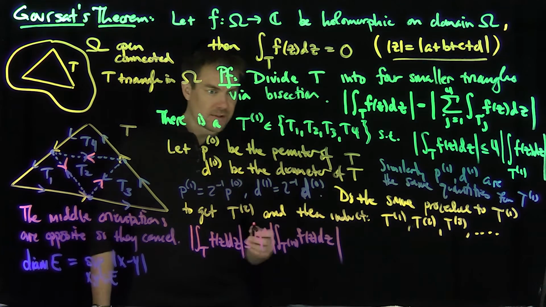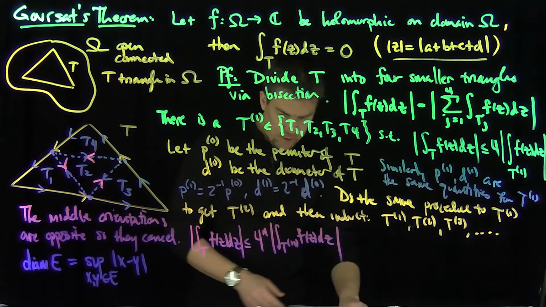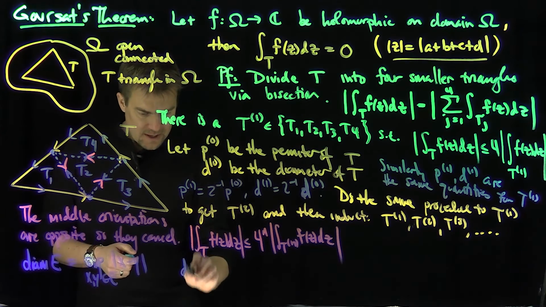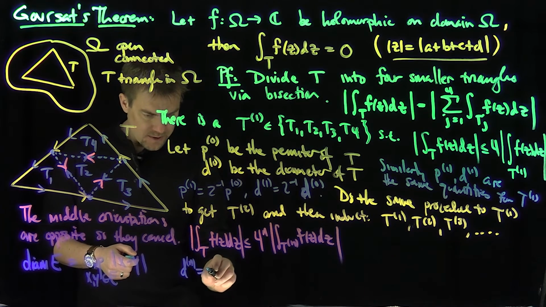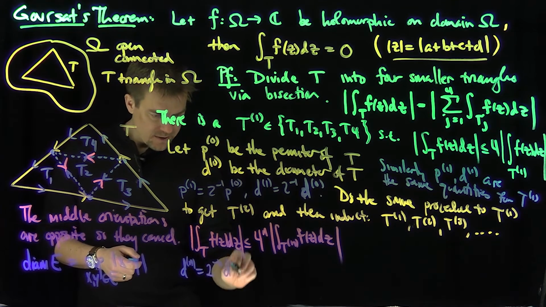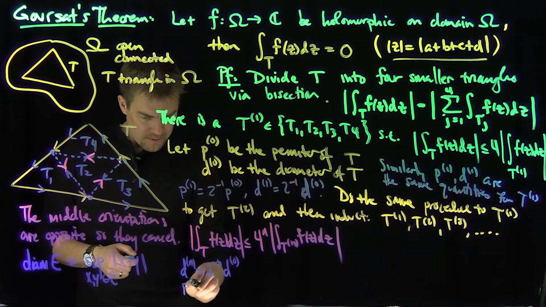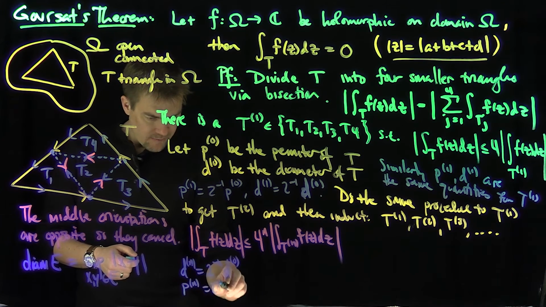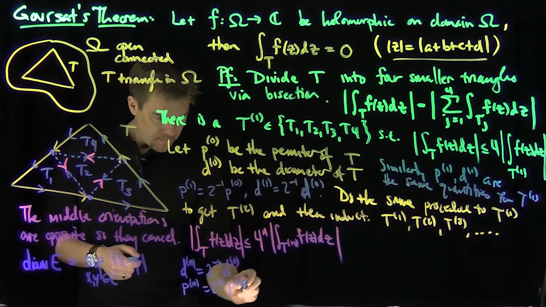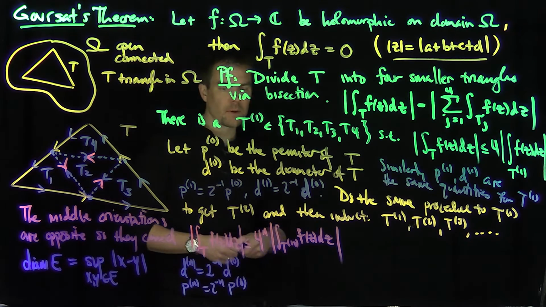And then what relationship do we have for these diameters over here? The diameter relations would be the following. We'll have that dn is 2 to the negative n d0, and pn is 2 to the negative n p0. Okay?